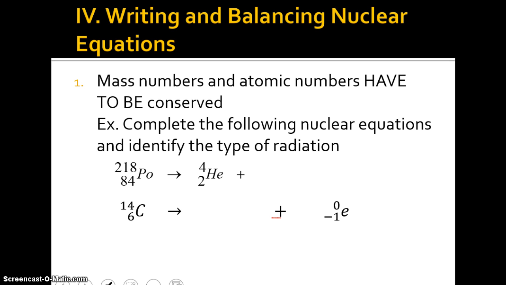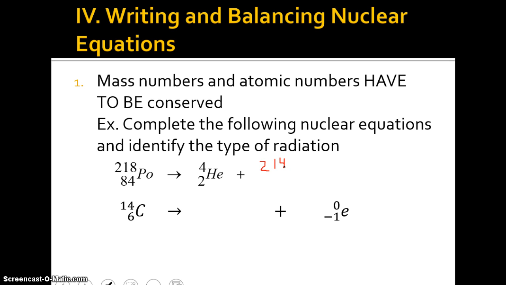So the first thing I would do is figure out the numbers for the missing particle. We've got 218 on the left. We already have 4 on the right, and we're going to add something. So 4 plus what is 218? Well, that's 214.